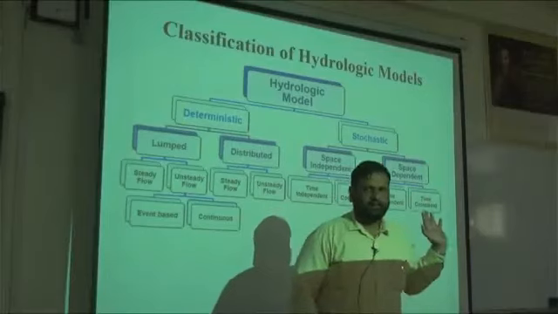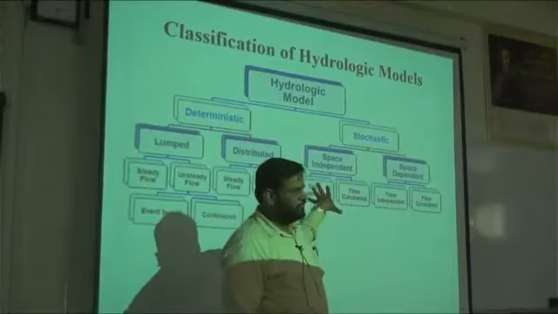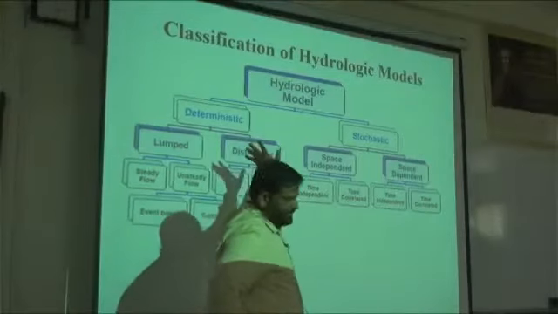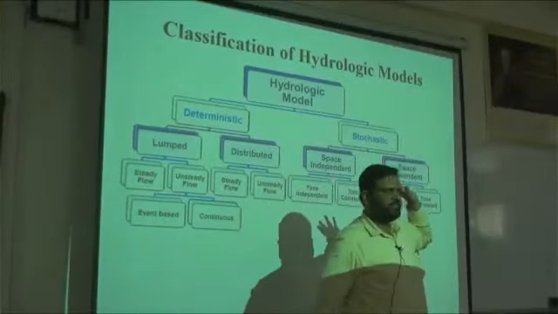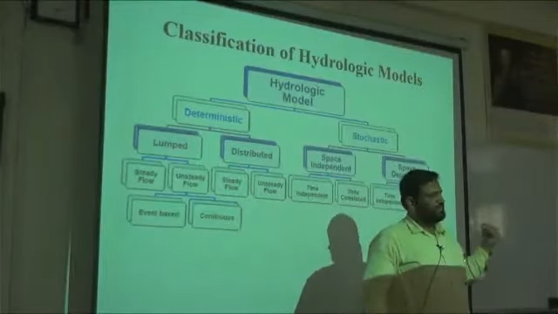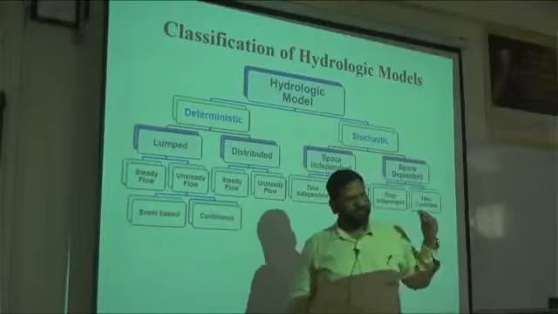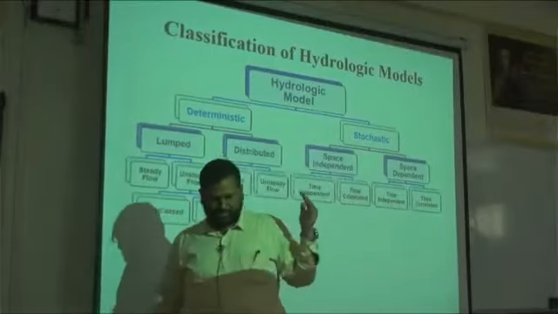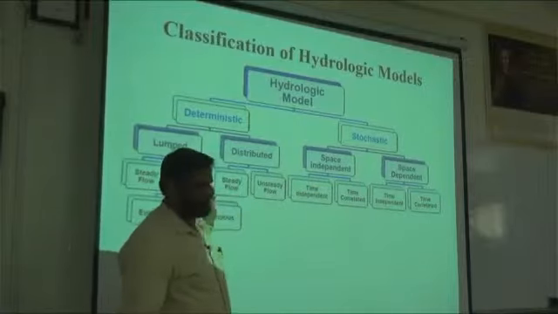So basically hydrological models are divided into two parts. One is the deterministic approach, and the second one is the stochastic approach. In the deterministic approach, again it is divided into lumped and distributed. So can anybody tell me what is the lumped model or what is the distributed model?